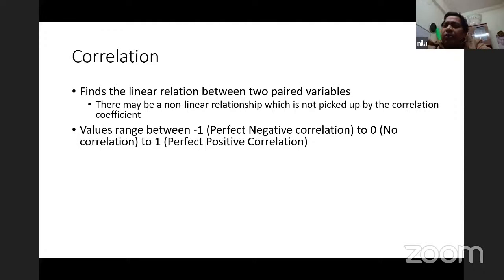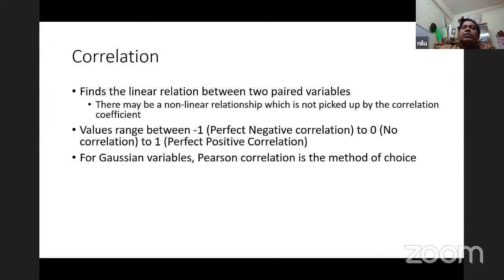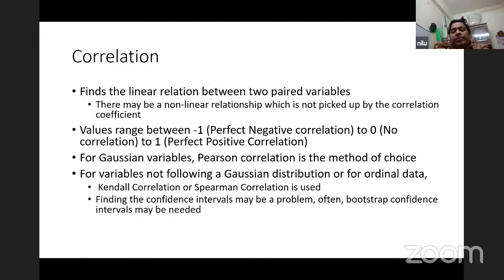A negative value means the value of the other variable is decreasing. 0 means there is no correlation. A correlation coefficient of 1 means that both are increasing together. Now, once you have Gaussian variables, that is variables following a Gaussian distribution, Pearson correlation is the method of choice. What if the variables do not follow a Gaussian distribution? You can do either a Kendall correlation or a Spearman correlation. You can find a Kendall correlation coefficient or a Spearman correlation coefficient.